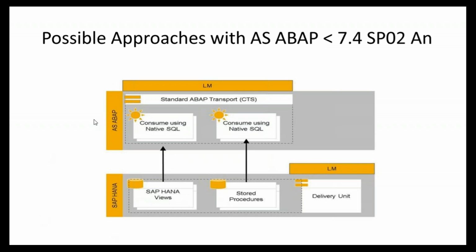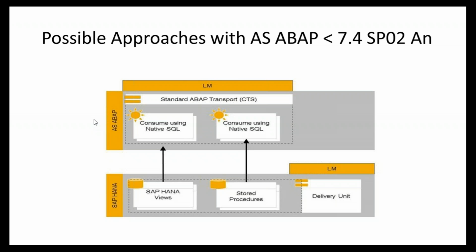Now there are 2 versions of working on ABAP in the HANA perspective, guys. One is before the 7.5 ABAP version. Okay, 7.4 is the ABAP version. HANA version is different. Server version is different. HANA 2.0 is the server version, and S4 HANA 1809 is the software version. Now we are talking about the ABAP version. ABAP version is 7.4, Service Pack 2.